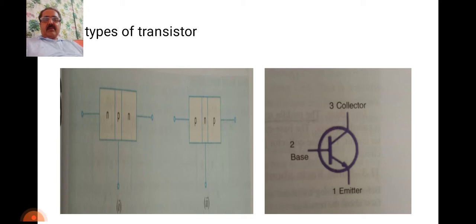The first thing is there are two PN junctions. Therefore, a transistor may be regarded as a combination of two diodes connected back to back. The second thing, there are three terminals taken from each type of semiconductor. The third thing, the middle section is a very thin layer. This is a most important factor in the function of a transistor.